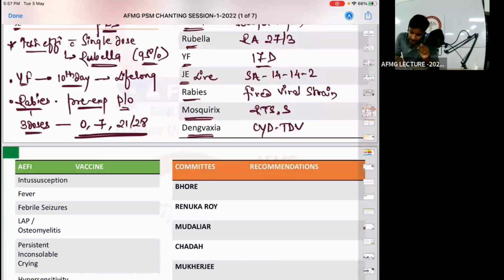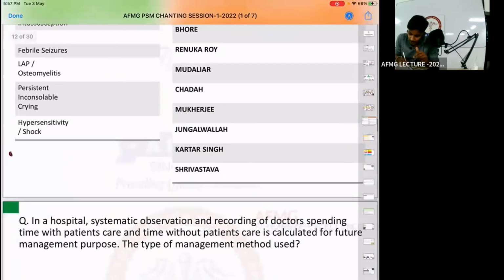So pre-exposure prophylaxis of rabies: how many doses? At what time? 0, 7, 21 or 28. Then if I talk about rabies post-exposure prophylaxis, guys.